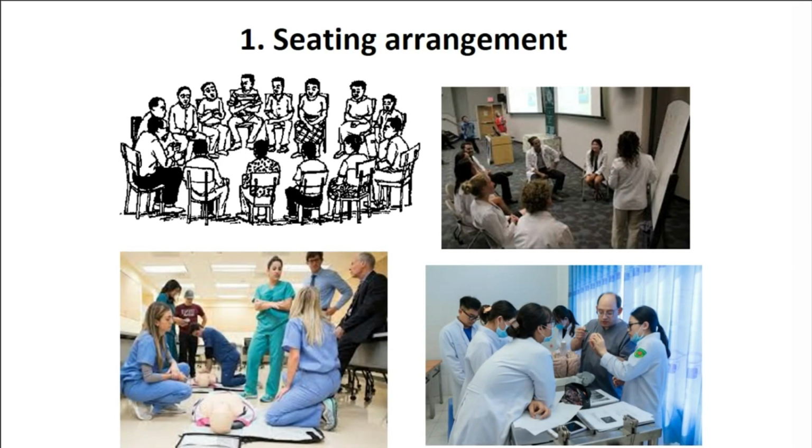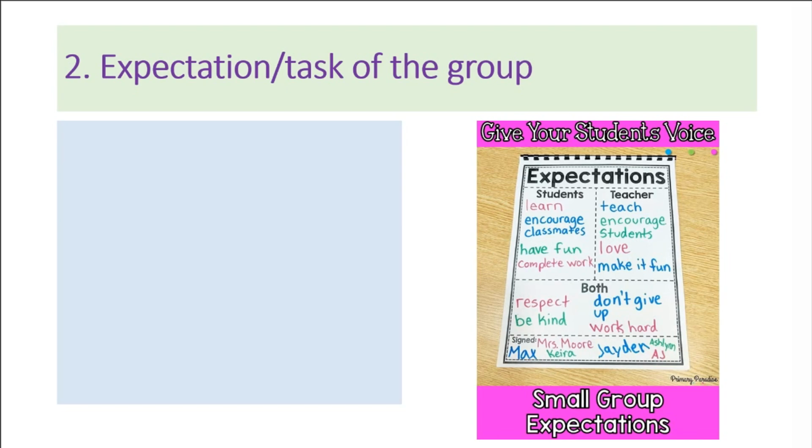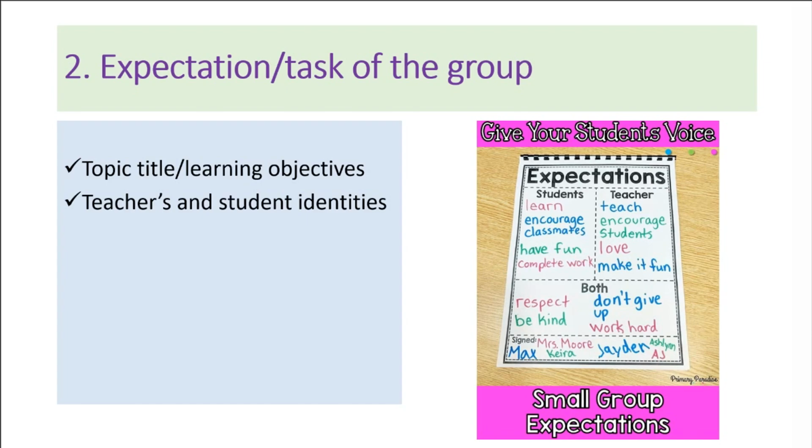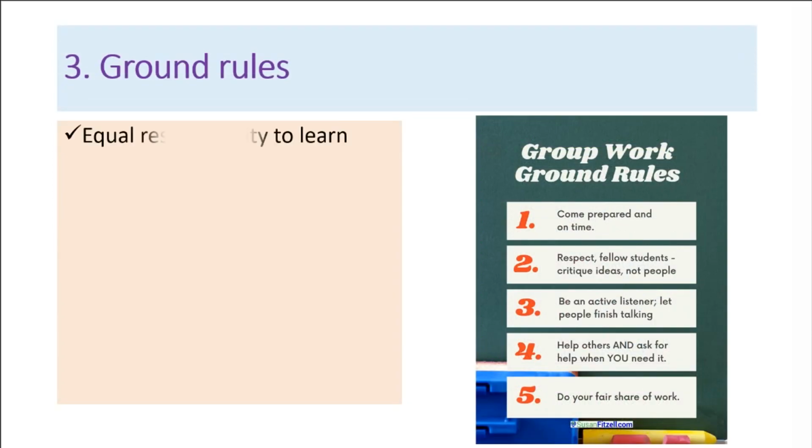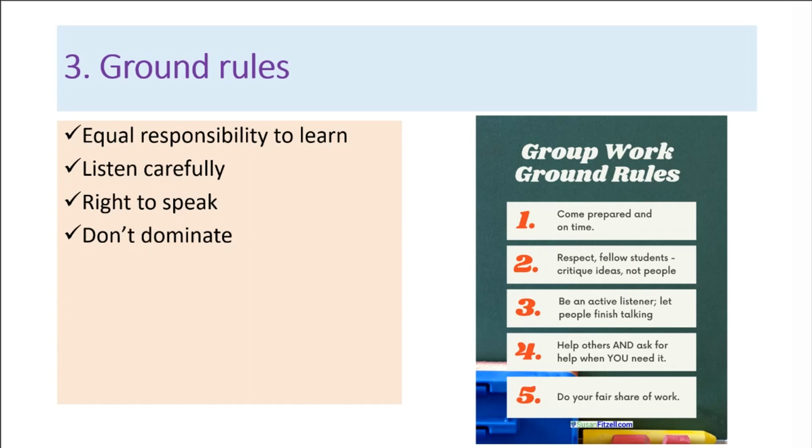1. Seating arrangement. 2. Expectation, task of the group. Topic title: Learning objectives. Teachers and student identities. Teachers' tasks, student tasks with working method. Learning aids. Assessment. 3. Ground rules. Equal responsibility to learn. Listen carefully. Right to speak. Don't dominate. Help each other. Treat with respect.